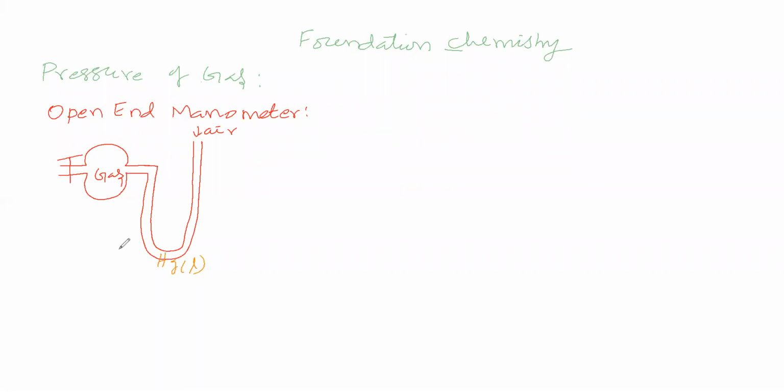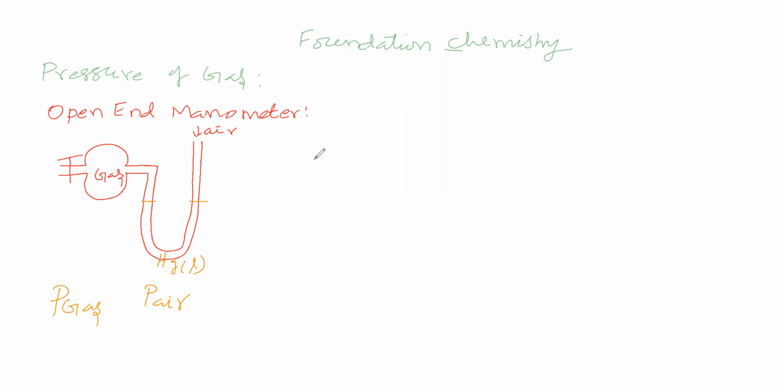Suppose the level of mercury in the left limb is so and so and in the right limb is so and so. Here gas is present. This gas is exerting pressure downward like this. This air is exerting pressure downward like this. This air pushes the mercury down, and this gas pushes the mercury down. Now let us compare the pressure exerted by the gas and the pressure exerted by this atmospheric air. Compare these two values.